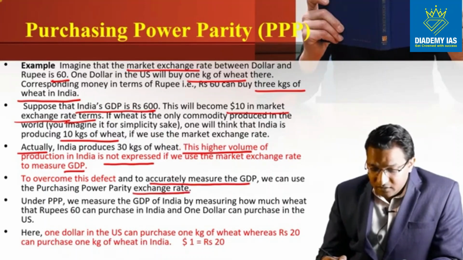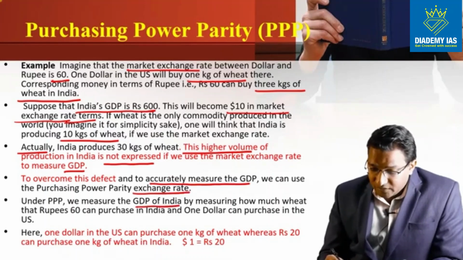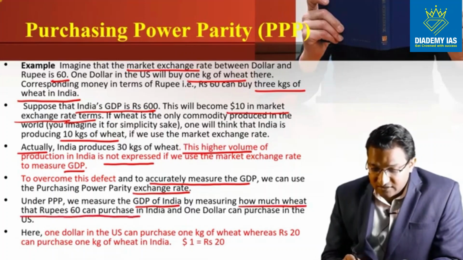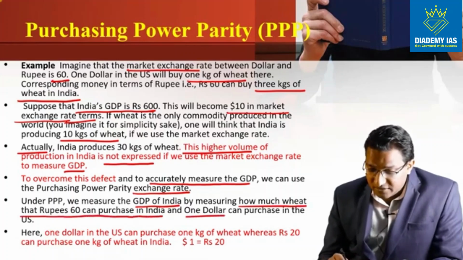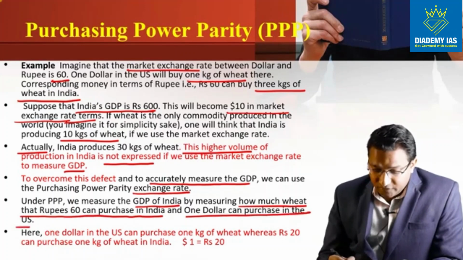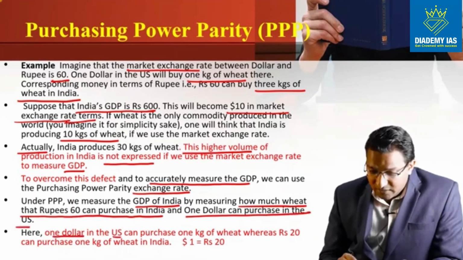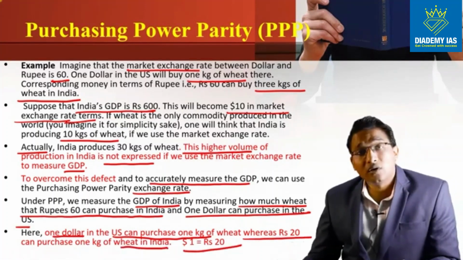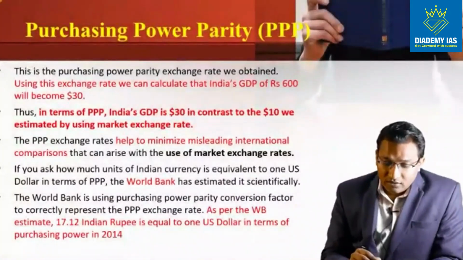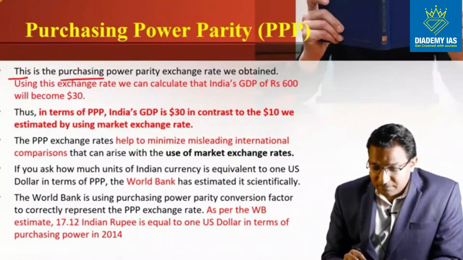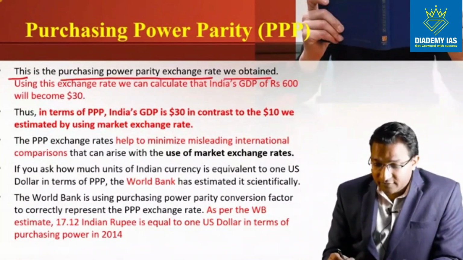Under PPP, we measure the GDP of India by measuring how much wheat that rupee 60 can purchase in India and $1 can purchase in the USA. Here, $1 in the USA can purchase 1 kilogram of wheat, whereas rupees 20 can purchase 1 kilogram of wheat in India. That is $1 is equal to 20. This is the PPP based exchange rate. This is the purchasing power parity exchange rate we obtained.